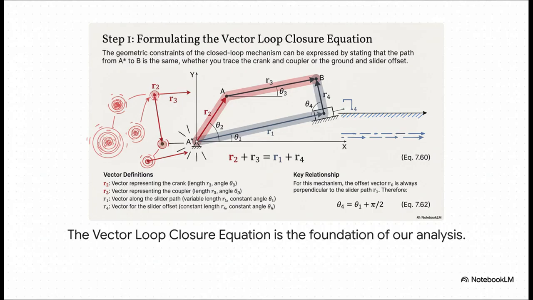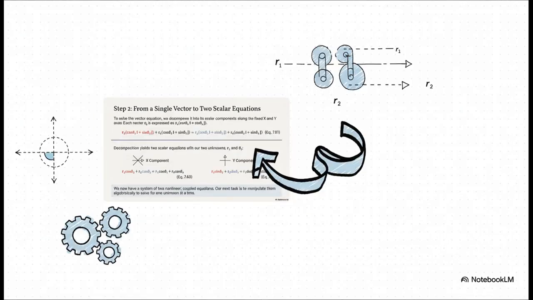And here's a really crucial detail, that R1 vector, the slider's position, that is the only length that changes as the crank rotates. Now, a single vector equation is pretty tough to solve directly, so we're going to break it down. We'll split each of those vectors into its horizontal or x component and its vertical or y component. This one move transforms our one vector equation into 2 separate scalar equations. So now we have a system with our 2 unknowns, r1 and θ3, all mixed together. The next step is to figure out how to untangle them.